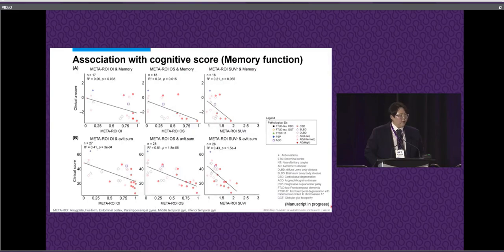So tau PET overlap index also has an association with cognitive scores of memory function in terms of pathological diagnosis group.